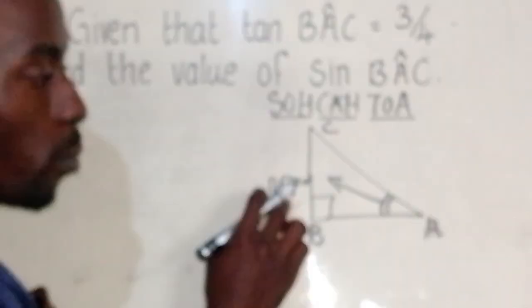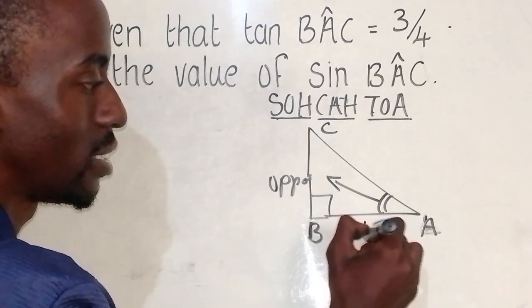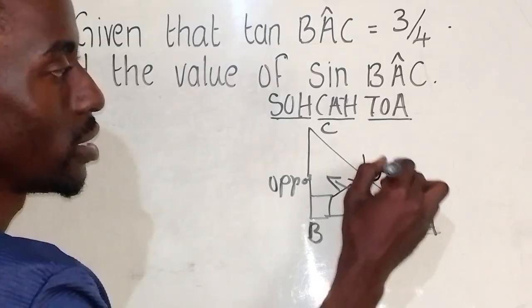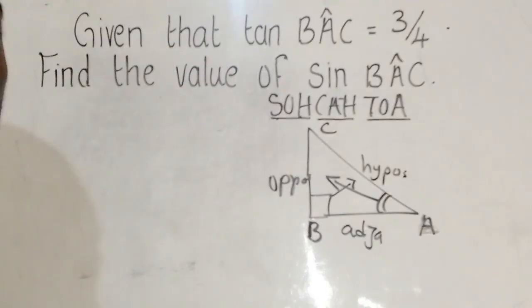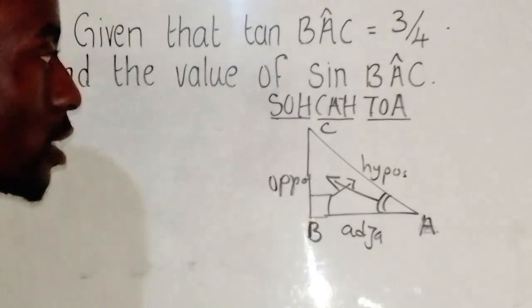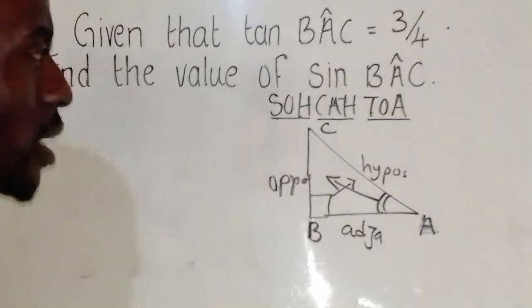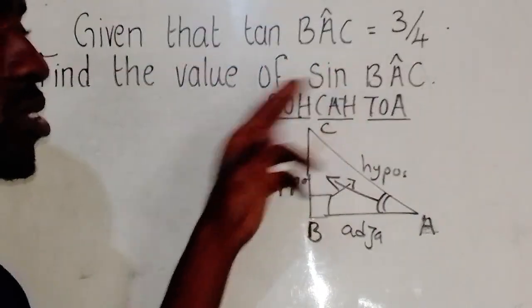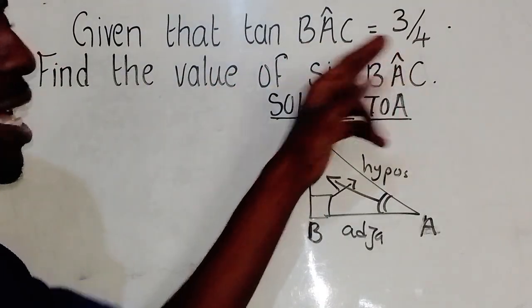Meaning if this is the opposite, what will be this one? The adjacent. Now where this is pointing is called the what? The hypotenuse, which is the longest side of a right angle triangle, okay? I hope you are following. Now, based on what we are given here, they're saying tan BAC is equal to this one. So what is the meaning of 3 and 4?